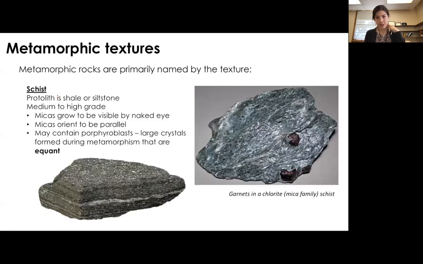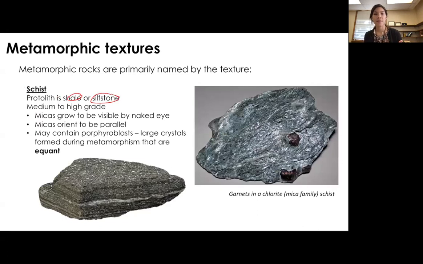Next up are schists. These are again going to form from a shale or a siltstone, but now we're at a medium to high grade. So you can imagine this shale or siltstone that we started with originally became a slate, which then underwent higher pressures and temperatures to become the phyllite, and now has undergone higher grade conditions to become a schist. At the level of a schist, the micas have now grown to be visible by the naked eye. So in both of these images, you can see that reflective nature of the micas, and you can make out the individual micas within both of these rocks.